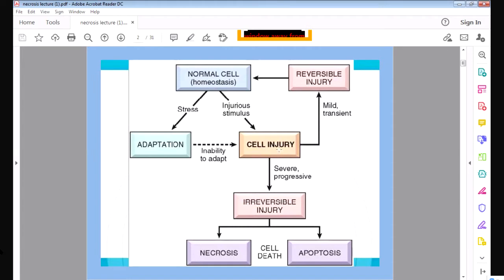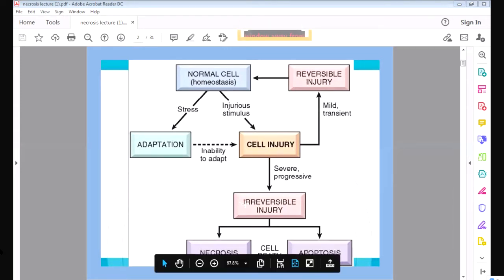But when the injury is very severe and very progressive, meaning it is continuous, it is called irreversible injury. At that time the cell will die, and that is called cell death. And there are two types of cell death: necrosis and apoptosis. So today we are going to study only necrosis.